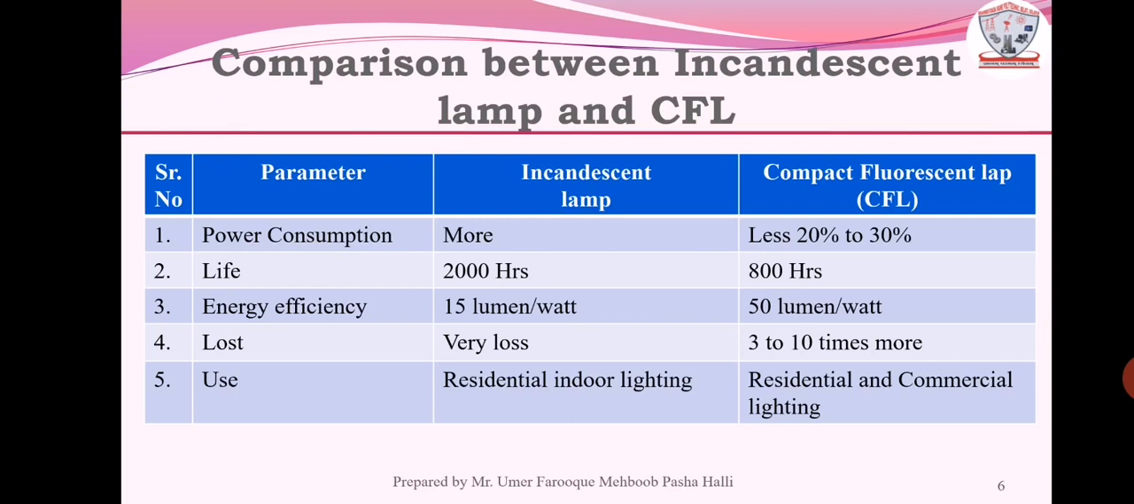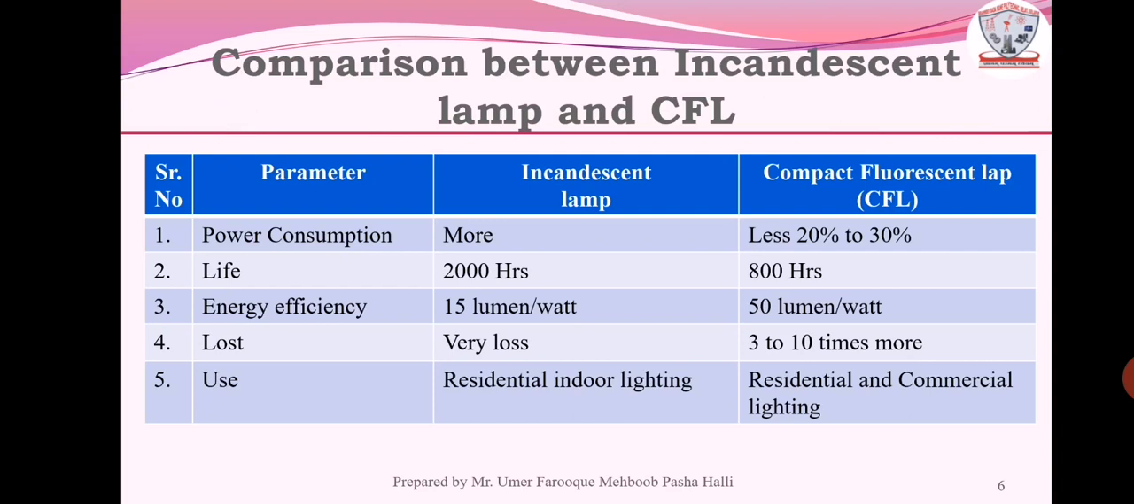Next we are discussing the comparison of the CFL with the incandescent lamp. Power consumption is higher in the incandescent lamp, but the CFL consumes 20% to 30% less. Life is 2000 hours for the incandescent lamp, but 800 hours for the CFL. Energy efficiency is 15 lumens per watt for the incandescent lamp, but 50 lumens per watt for the CFL.